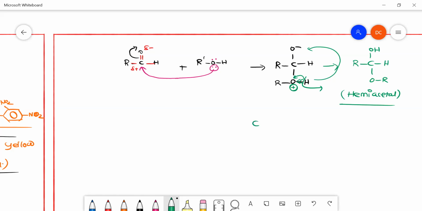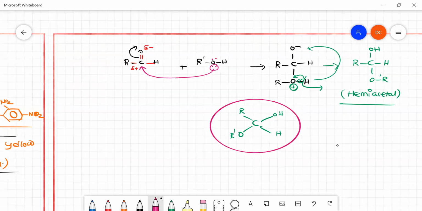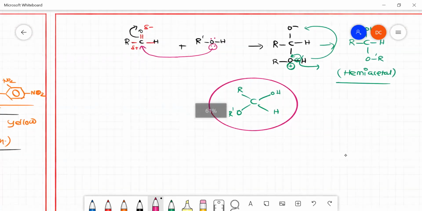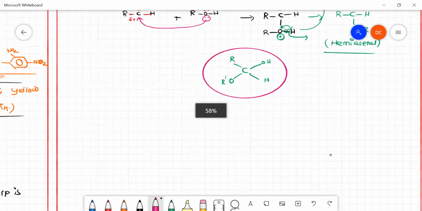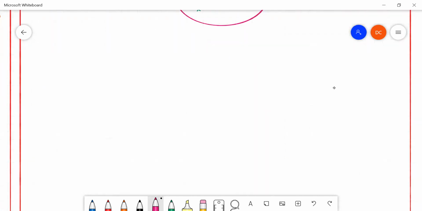So on one side we have the R group, on one side we have the OR dash group, on one side we have the OH group, and on one side we have hydrogen. If the molecule is like this, it forms a hemiacetal. So here the aldehyde can react with the alcohol. Where are the aldehyde and alcohols in glucose? Let's write the structure of glucose.